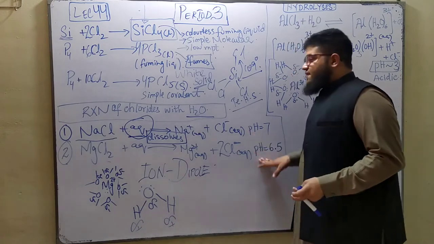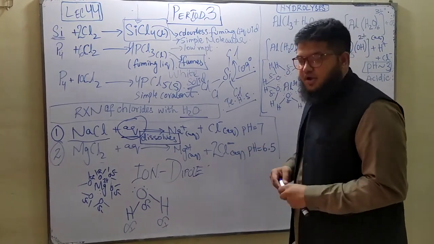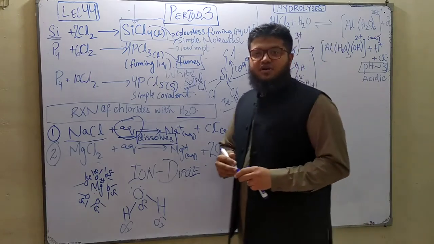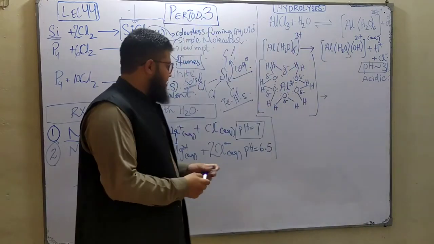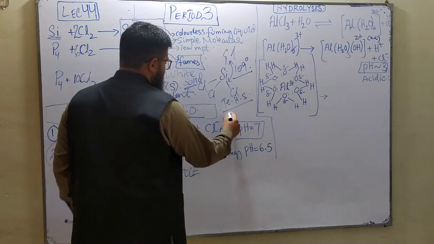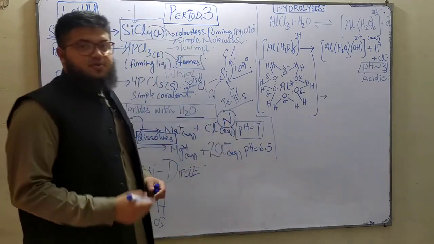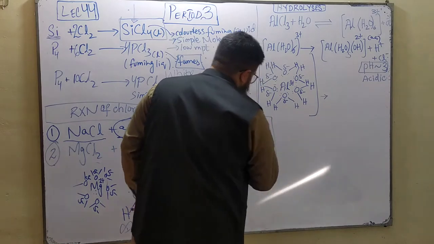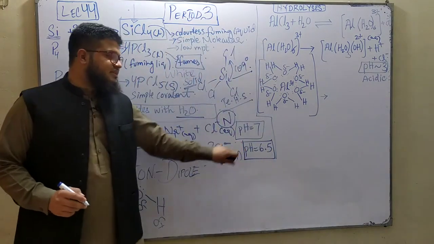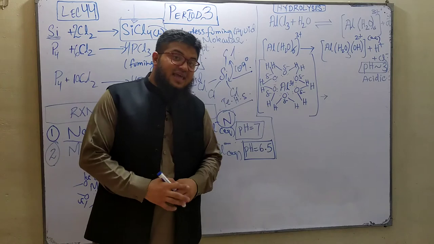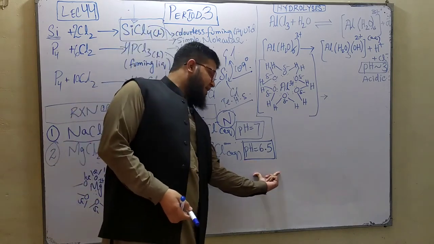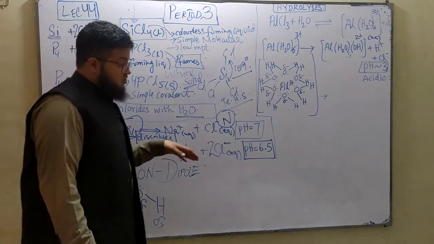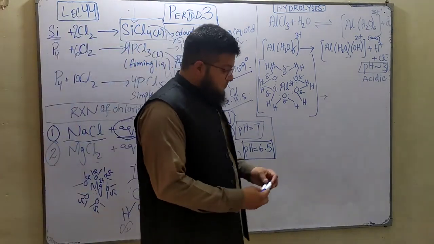The pH of both the solutions is very, very important. The pH of sodium chloride when it dissolves in water is 7. It's exactly 7, it's neutral. But in the case of magnesium chloride, the pH is 6.5. So is it acidic or alkaline? It's slightly acidic. Magnesium chloride has a slightly acidic pH when it dissolves in water.